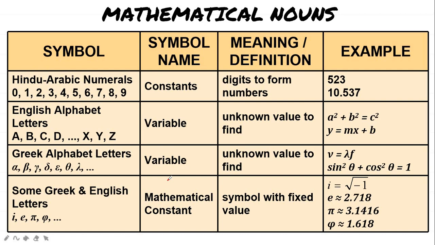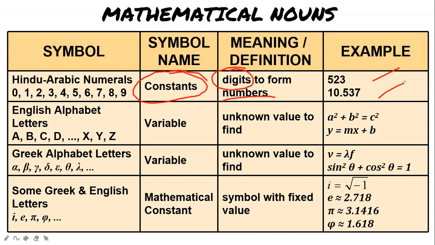First we have the Hindu-Arabic numerals, which are constants or constant terms. They have specific values. These Hindu-Arabic numerals are called digits, which can form numbers. Based on our example, we have 523 and 10.537.